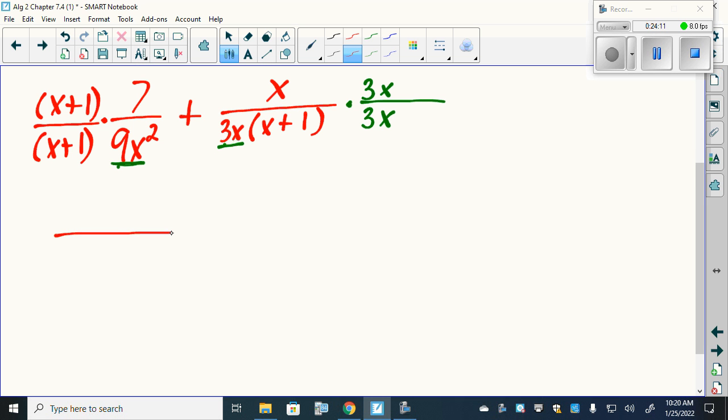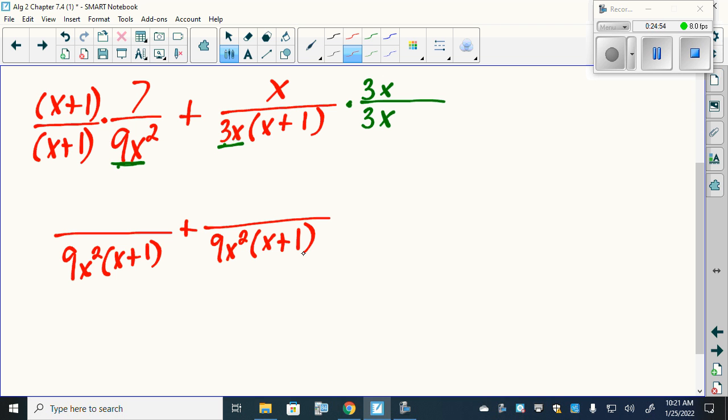So for this one over here, we would have 9x squared times x plus 1. Our other one is going to be 3x times 3x, which is 9x squared times x plus 1. Now with the denominators, we're going to leave them in factored form. As we saw with the one earlier where we had x squared plus 1 over x squared plus 1 and we could factor it out and simplify it down, that's why we want these factored. We don't want to multiply them together.